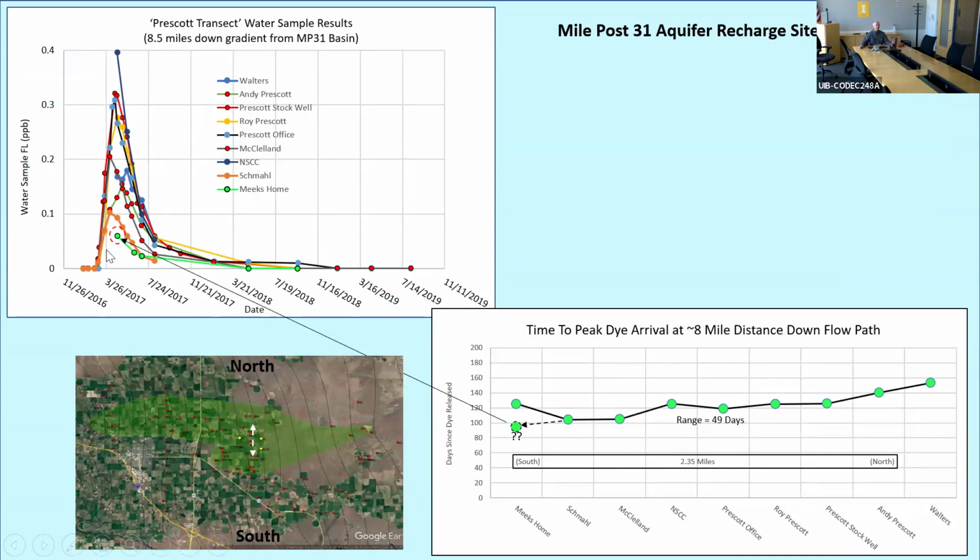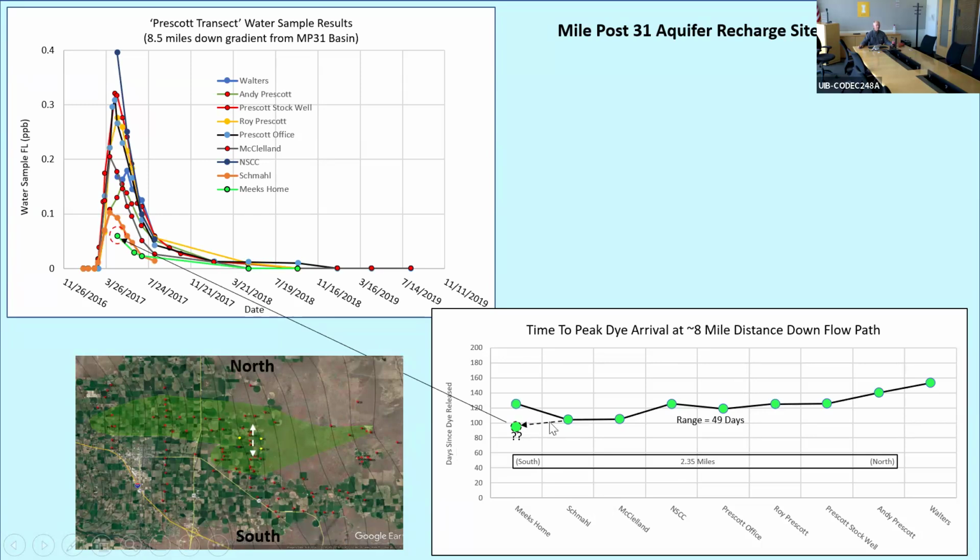So this is that 8-mile distance transect called the Prescott transect, and those are all the breakthrough curves plotted against each other. As you can see, they're all single peak, and these are grab water samples, not instrument data. Their peaks, timing, and shapes are all very similar. This is over a distance of about 2.5 miles roughly from south to north, about where this dashed arrow is.